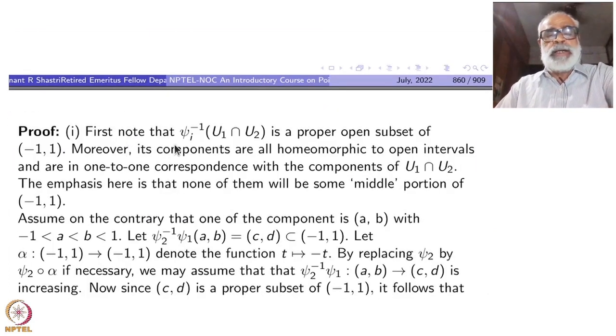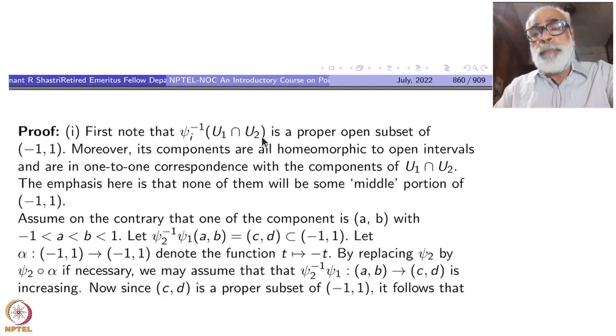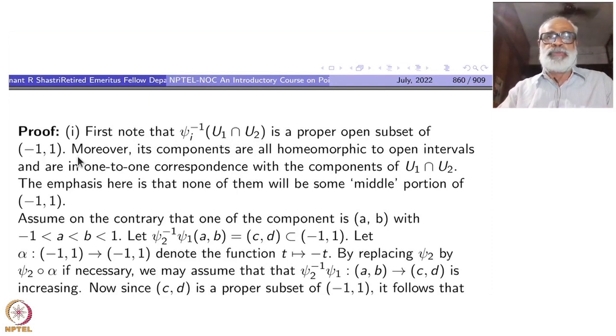First of all, note that psi i inverse of u1 intersection u2 is a proper open subset of (-1, 1). It cannot be the whole space because neither u1 nor u2 is contained in the other. So u1 intersection u2 cannot be the whole of u1, and similarly cannot be the whole of u2. Moreover, its components are all homeomorphic to open intervals, and they are in one-one correspondence with the components of u1 intersection u2, because the psi i's are homeomorphisms.